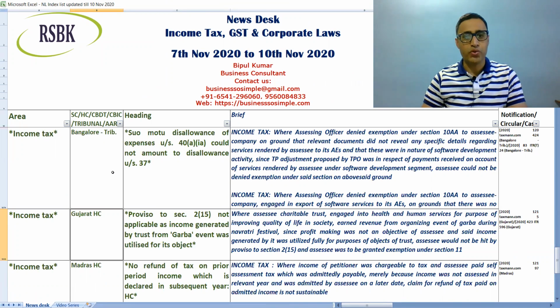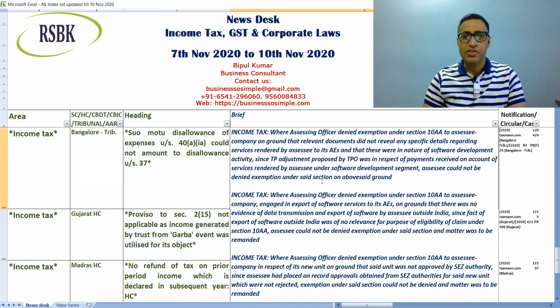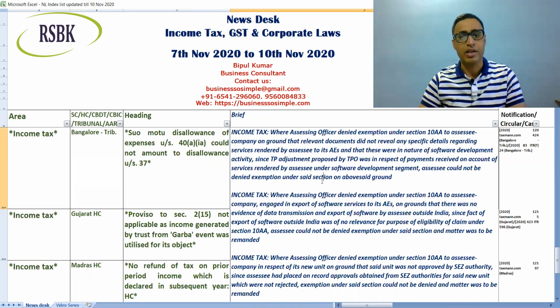Next case, Bangalore Tribunal: suo motu disallowance of expenses under section 40A could not amount to disallowance under section 37. In this case, the assessing officer denied exemption under section 10AA to the assessee company on the ground that the relevant documents did not reveal any specific detail regarding services rendered by the assessee to its associated enterprise, and that there was no software development activity. Since the transfer pricing adjustment proposed by the transfer pricing officer was in respect of the payment received on account of services rendered by the assessee under the software development segment, the assessee could not be denied exemption under the said section on the aforesaid ground.